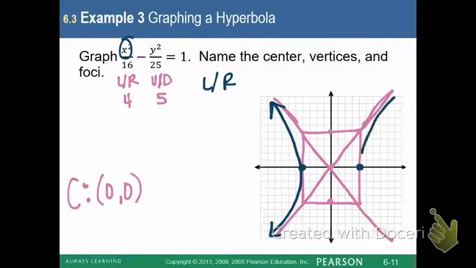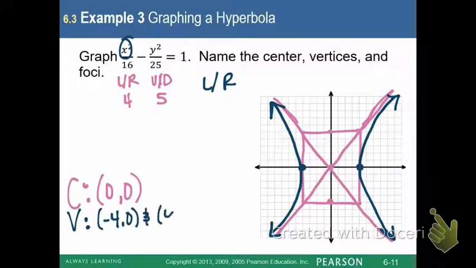So then I'm going to do the same thing over here. Again, approaching these lines that I drew. And then that, just that dark blue, that is the graph of the hyperbola. Okay. My vertices then are at -4, 0 and +4, 0.